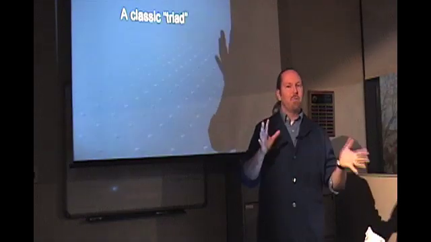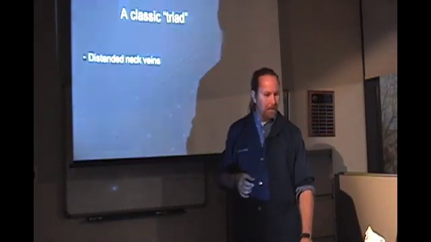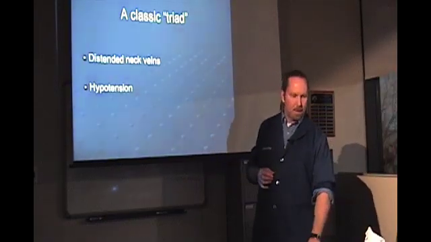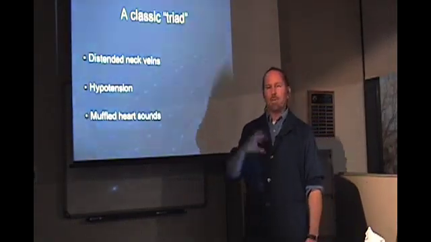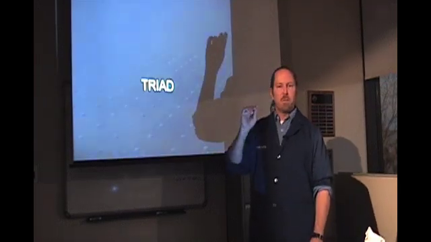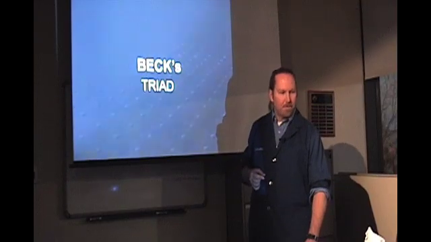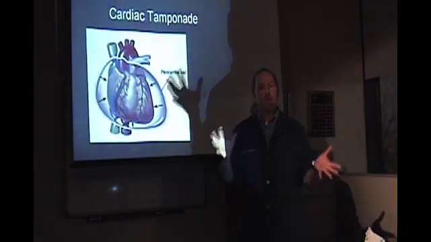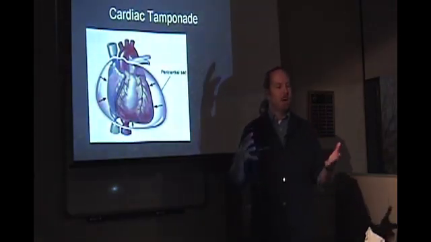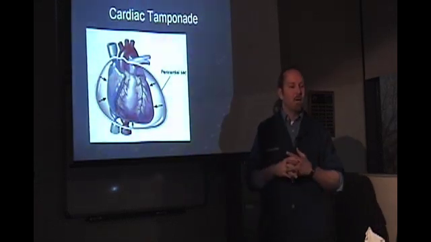These patients present with a classic triad of symptoms: distended neck veins, hypotension, and muffled heart sounds. Now, anything ringing a bell from nursing school or paramedic school? Very specific diagnostic triad, Beck's triad. I'm jiggling a few other keys there. This is a signal of cardiac tamponade. This is a buildup of fluid, typically blood leaking out of the heart into the pericardial space.